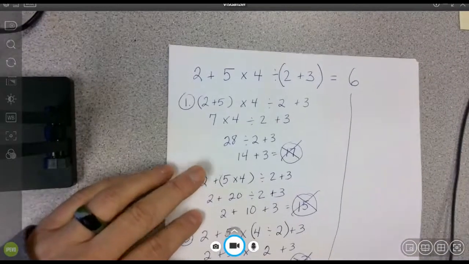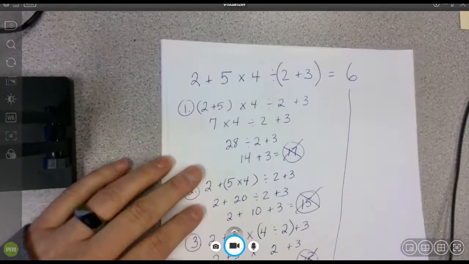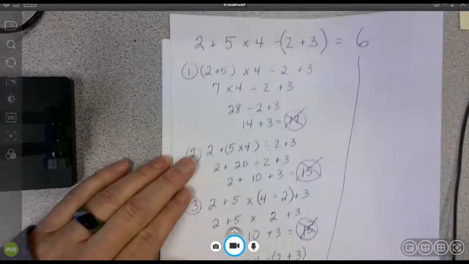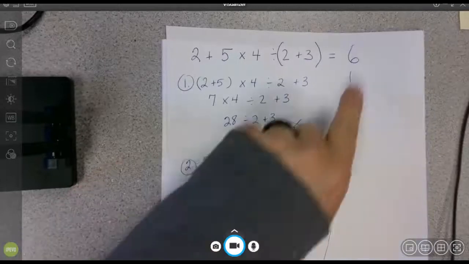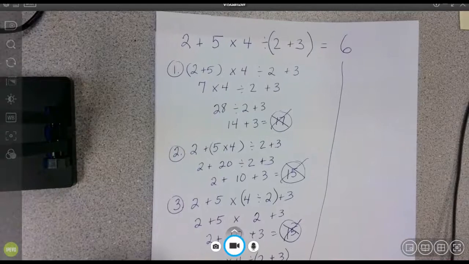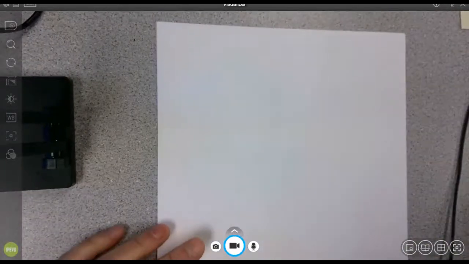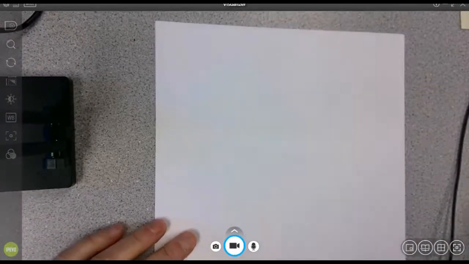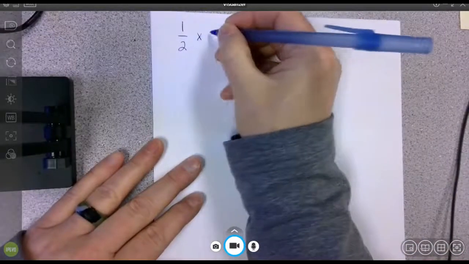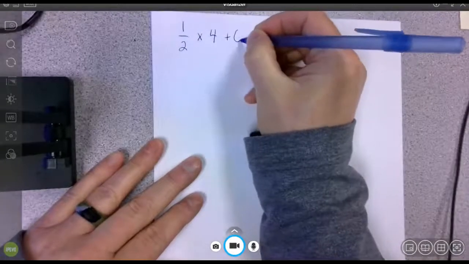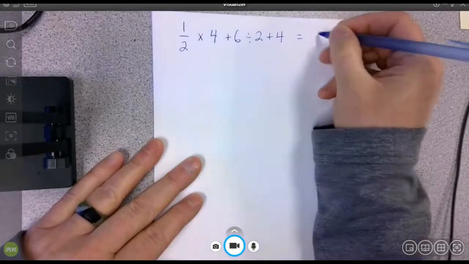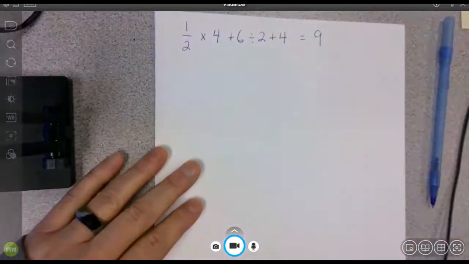Okay? So basically, we just had to go through that whole expression, and that was a lot of work. But that's the only way that we can solve these, to try to figure out how we can get the answer 6. All right, let's do one that has a fraction in it. Okay, let's do 1/2 times 4 plus 6 divided by 2 plus 4, and I want to get my answer to equal 9.